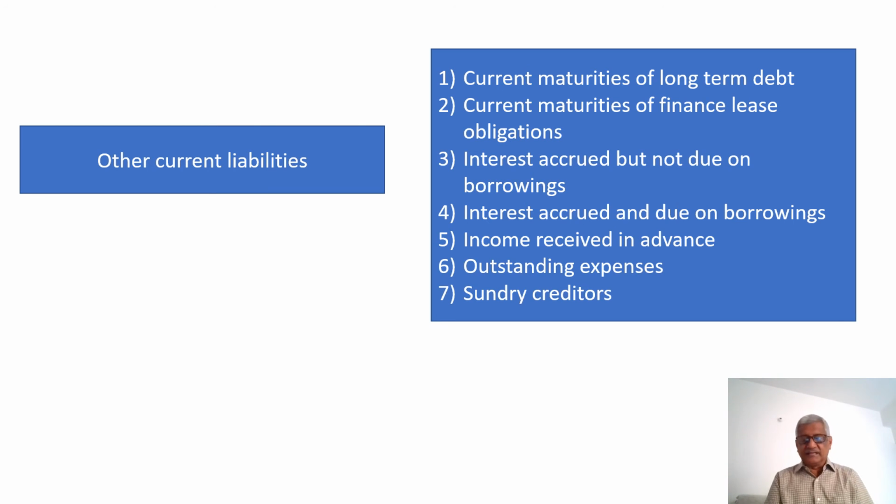Similarly, where there are lease obligations, what is the amount that needs to be paid? We segregate that and show it as current maturities of finance lease. Then interest accrued but not due on borrowing. Whatever may be the interest that is to be paid, but it has not become due. Similarly, interest accrued and has also become due, that also I will show. Any income received in advance, say for example, my buyers have given me an advance against some orders. So any income that is received in advance, any outstanding expenses.